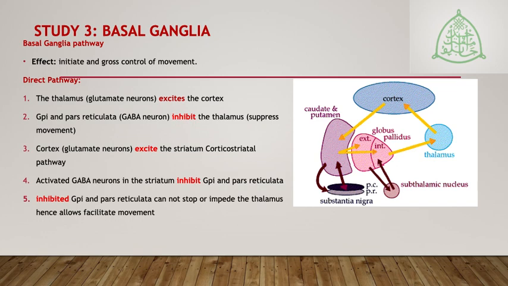So the fibers that are sent from the caudate nucleus and putamen, which are the striatum, to the globus pallidus interna, are inhibitory neurons, or we call them GABAergic neurons.